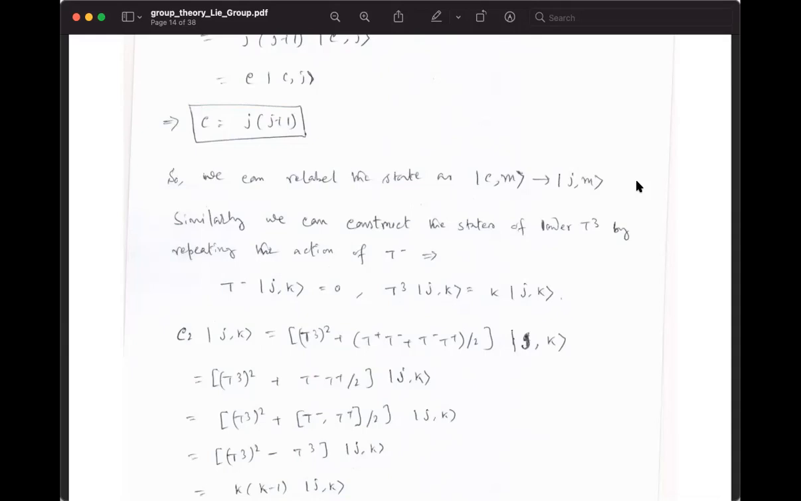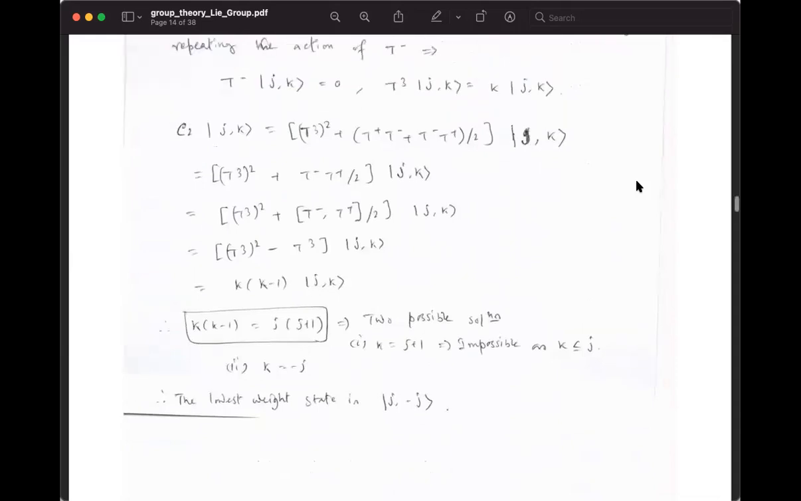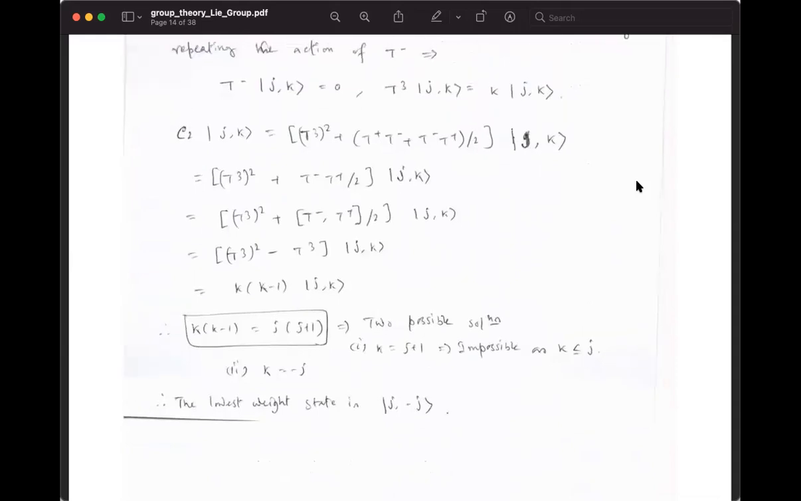Similarly, if you act with the C2 on the JK, we find J into J plus 1 equal to K into K minus 1, and from the possible solutions we find, in a consistent way, that we can construct the lowest order state to be J minus J. So for a given J value, it will go from plus J to minus J.